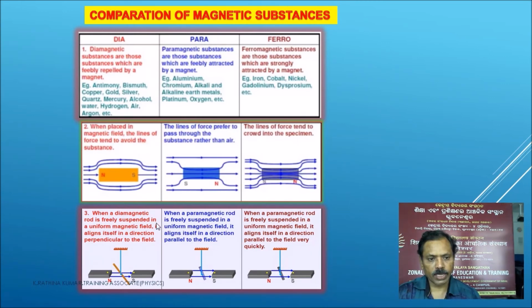And third, the diamagnetic substances. A rod freely suspended in a uniform magnetic field aligns itself in the direction perpendicular to the field. When a paramagnetic rod is freely suspended in a uniform magnetic field, it aligns itself in a direction parallel to the field. Parallel. For a ferromagnetic rod, it aligns itself parallel to the field very quickly. So both are alike.